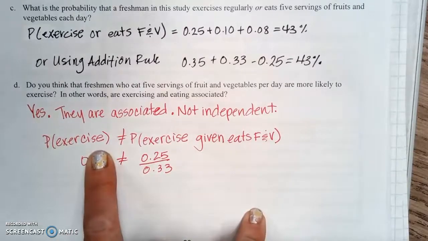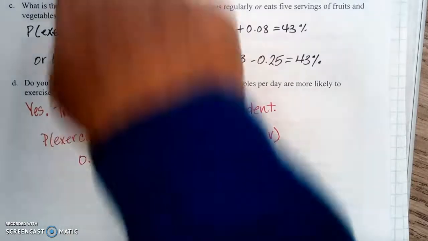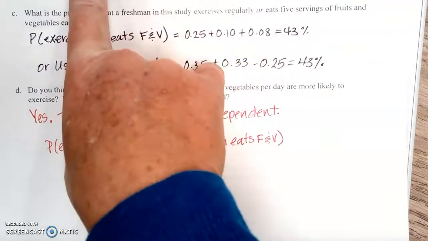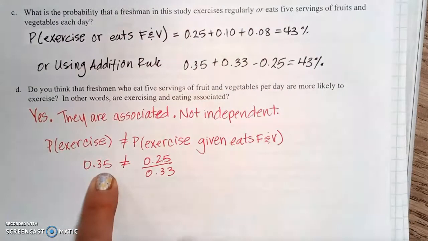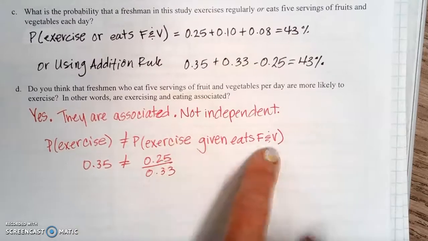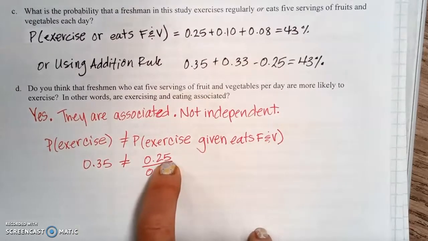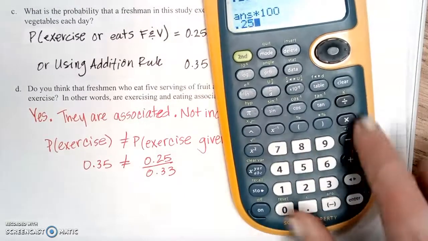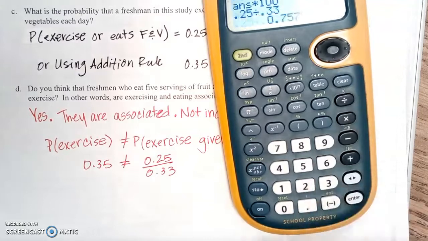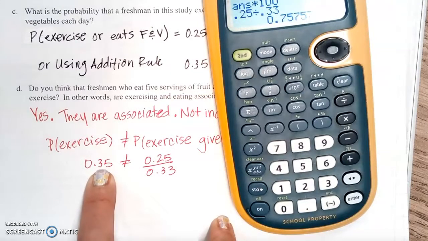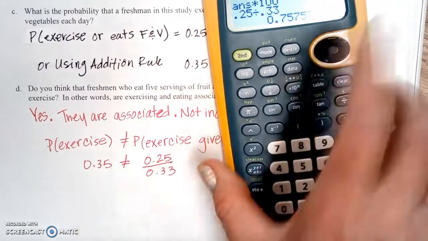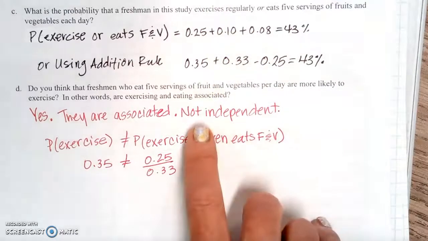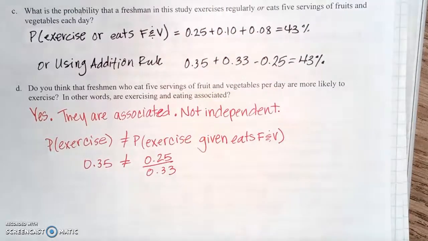So if you just look at exercising, the freshmen that exercise is 35% versus exercise given eating fruits and vegetables would be 25 out of 33. Those are not equal. 0.25 divided by 0.33 is definitely not equal to 0.35. So they are associated with each other. All right.